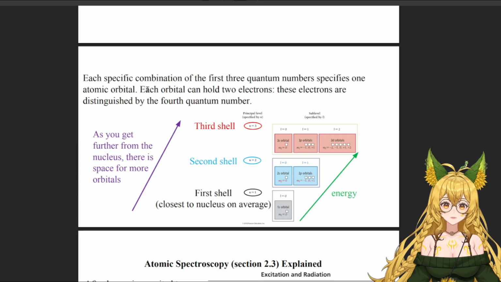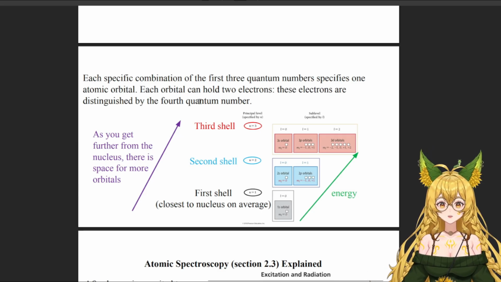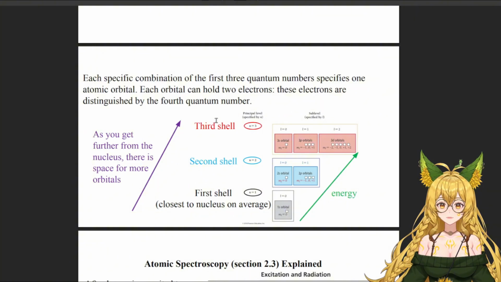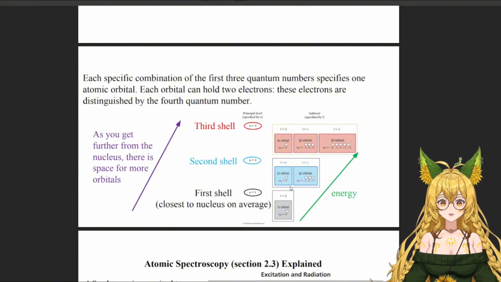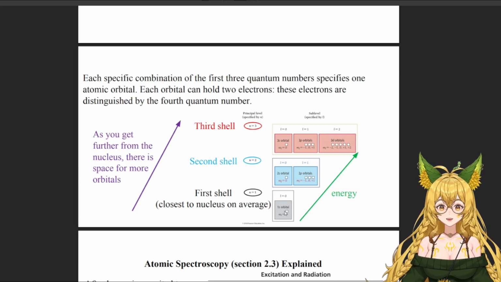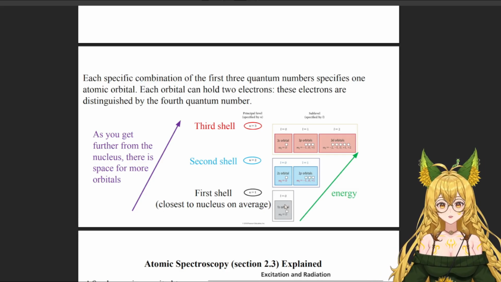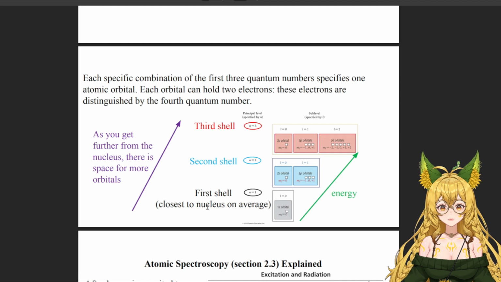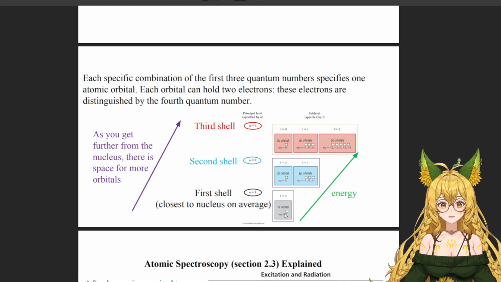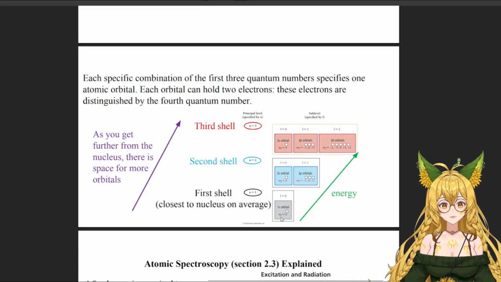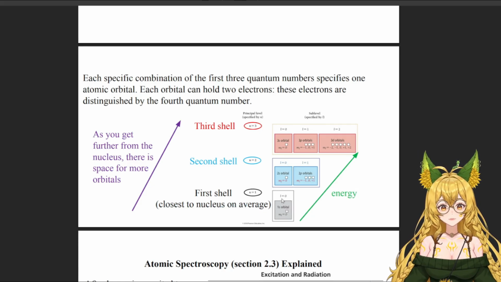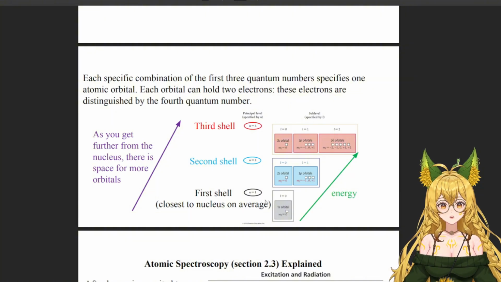So each orbital can hold 2 electrons. These electrons are distinguished by the 4th quantum number. As you get further from the nucleus, there's more space for orbitals. So when we're in the first shell, like hydrogen, where it only has 1 proton and 1 electron, that is going to be the closest to the nucleus, and it's going to be really small. That is the 1s orbital. Our m sub L is going to be 0, our L is going to be 0, and our n is going to equal 1, right?